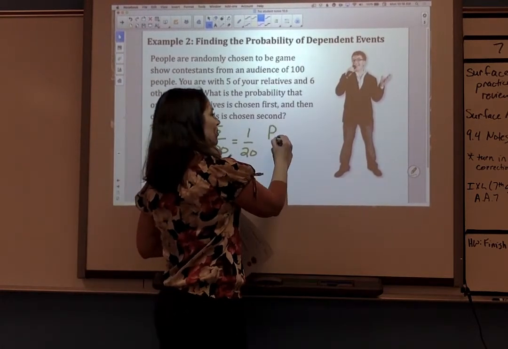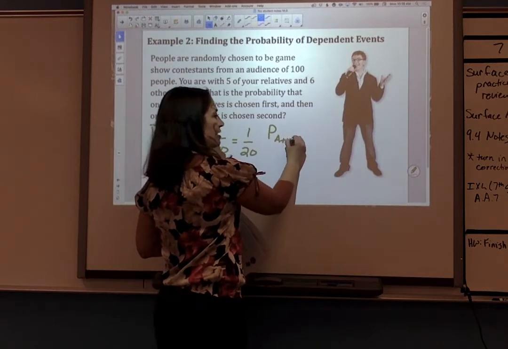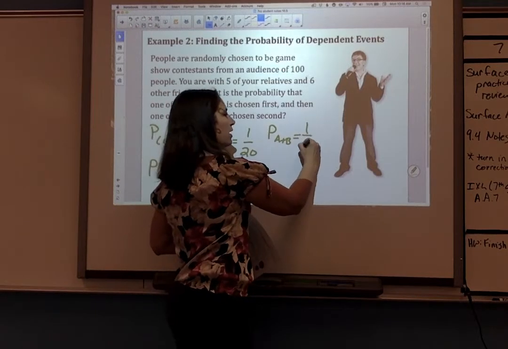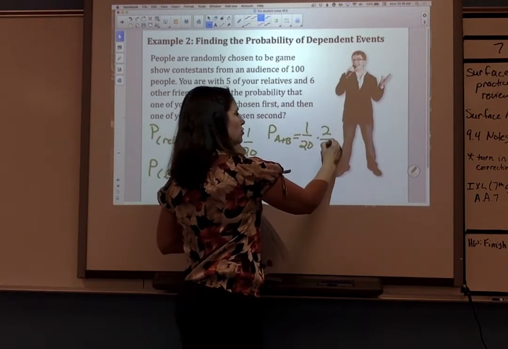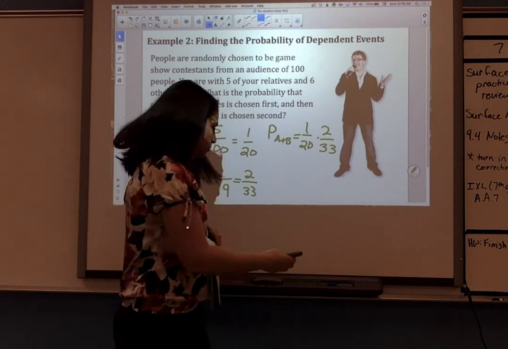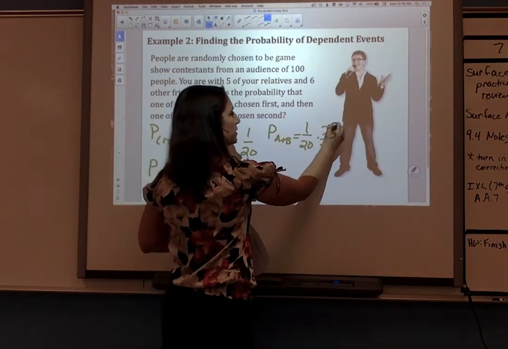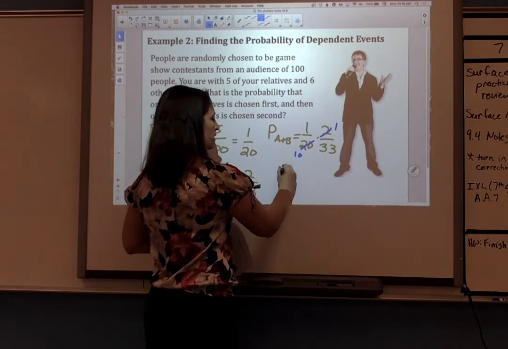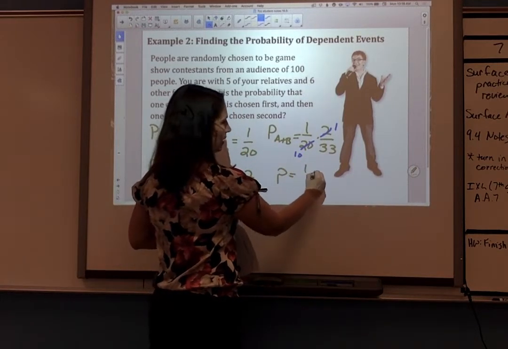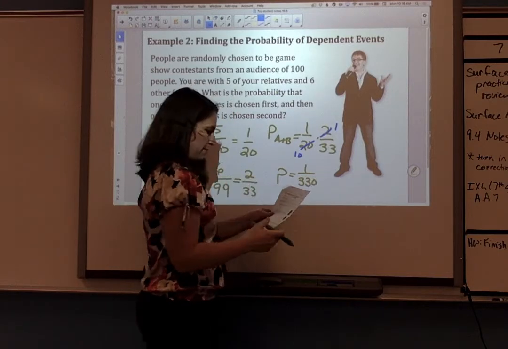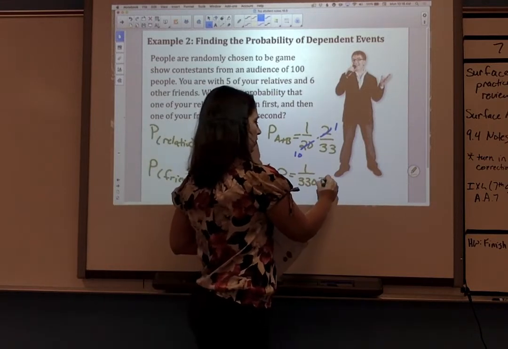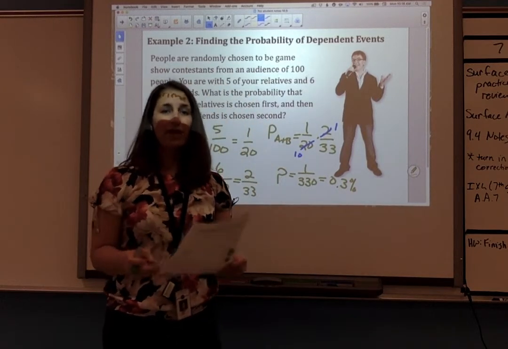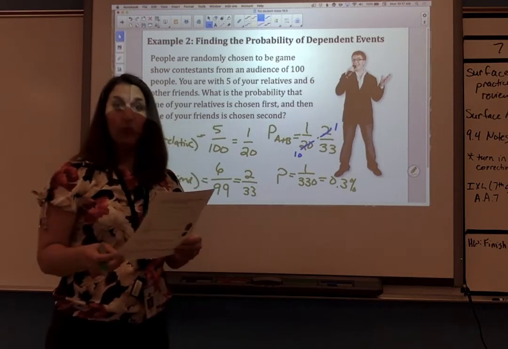So now if we want to find the probability of both event A and event B occurring, we need to multiply these probabilities. So 1 out of 20 times 2 out of 33. Let's simplify before we multiply here. 2 goes into itself once and into 20 10 times. So our probability would be 1 out of 330, which is about 0.3%. So not very likely that things are going to happen in exactly that order.